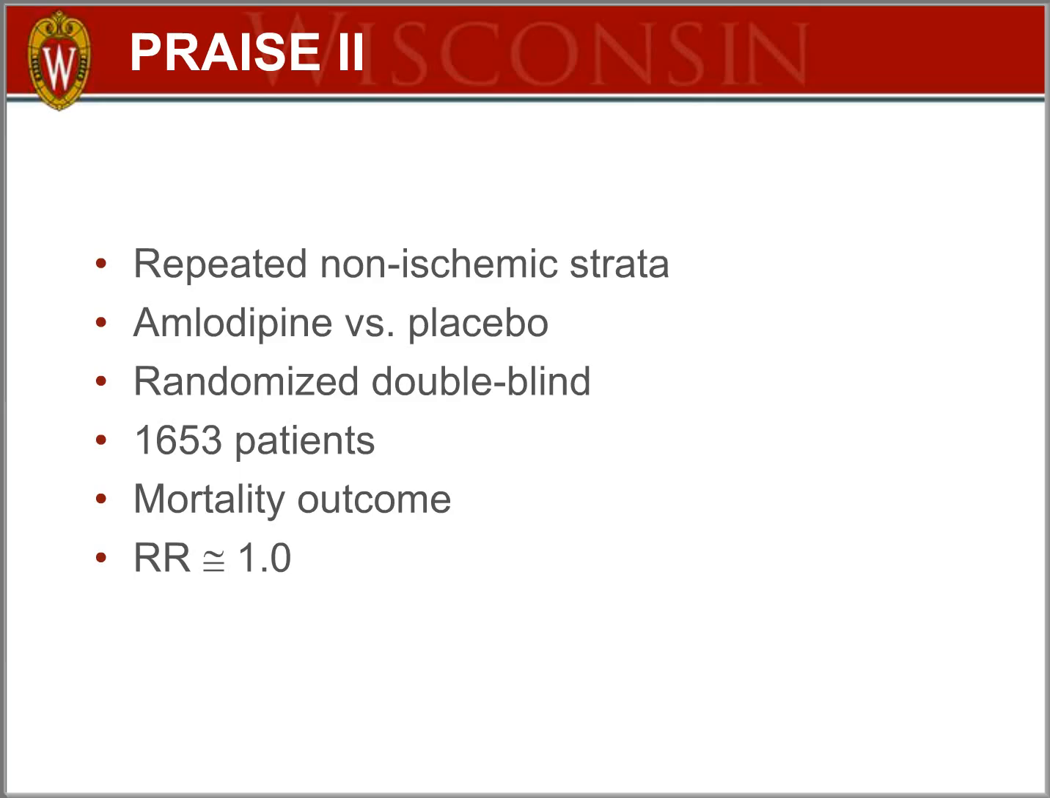So despite the fact we had predefined etiology in PRAISE 1, and it was statistically significant in the interaction between etiology and treatment, and the result in the non-ischemic group was highly significant, in fact, we could not repeat that result. So it points out that even when everything looks good, we need to be cautious in the interpretation of subgroup results.